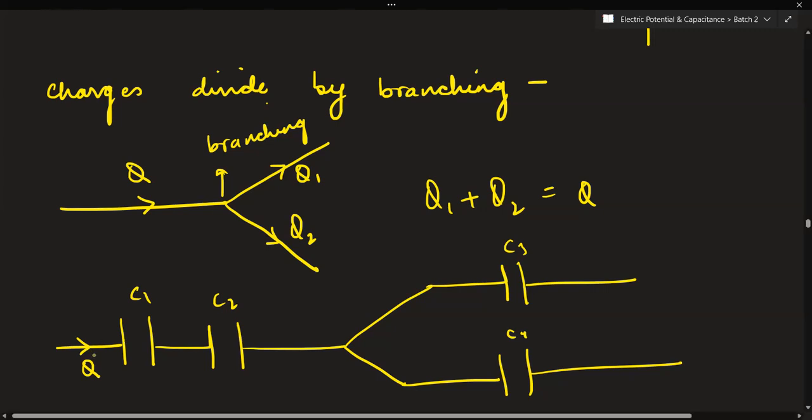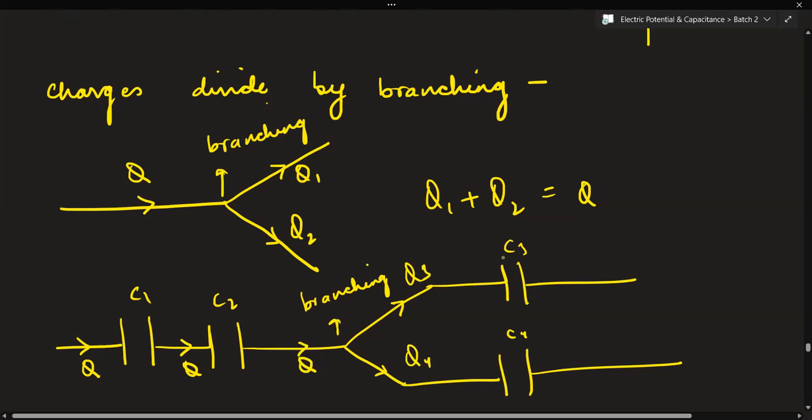So capital Q is the charge flowing. It will still be capital Q only from this wire. At this point also it will be capital Q because this is the same wire. But see, over here you are able to observe that branching has occurred. It means now the charges won't remain the same. Let's say it has divided into some Q3. This was Q2 and Q2. Let's say this is Q3. And this has divided into Q4.